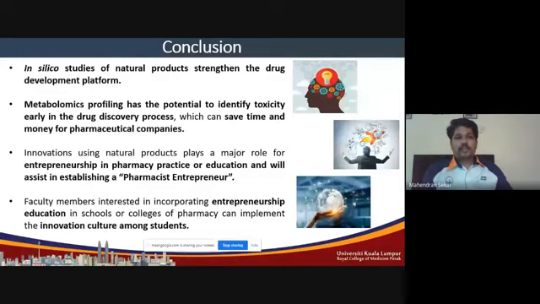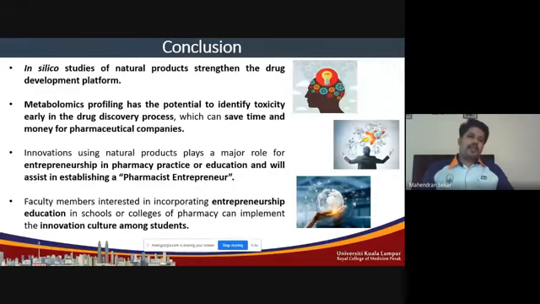Innovations using natural products play a major role for entrepreneurship in pharmacy practice and education and will assist in establishing pharmacist entrepreneurs. So we are producing pharmacists, but we are not producing pharmacist entrepreneurs. After completion of their pharmacy course, instead of searching for a job, if they know how to make some kind of innovative product, they can start up a business and create more job opportunities for others instead of searching for a job on their own.